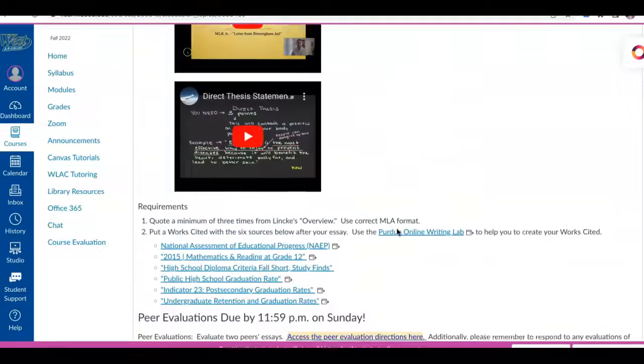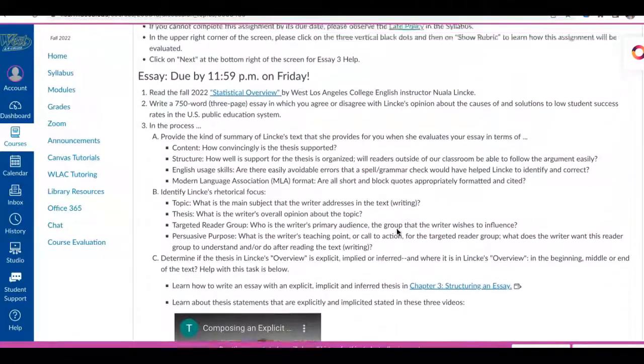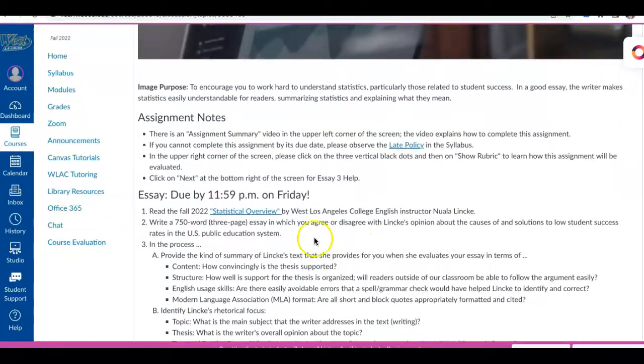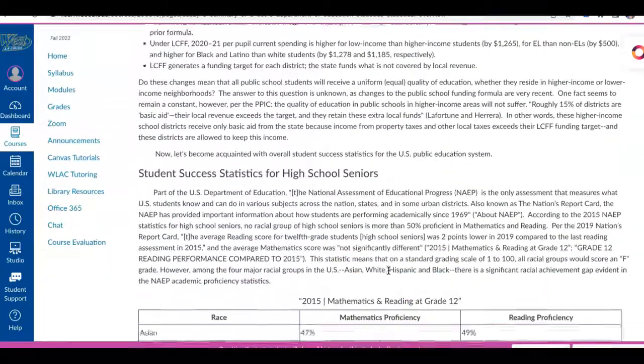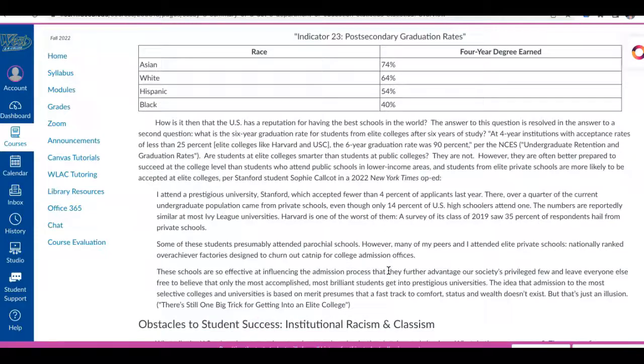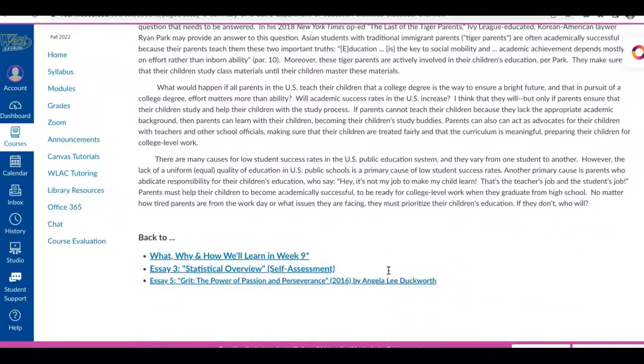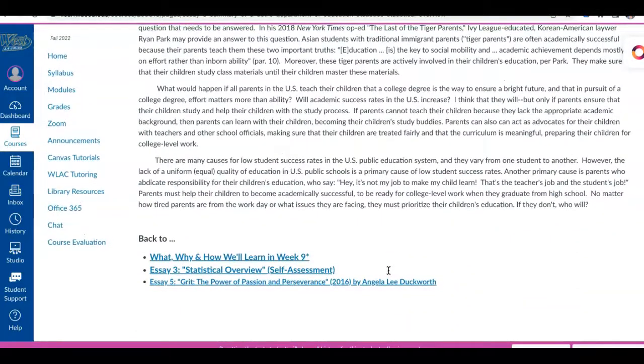Now, I'm going to scroll up a little and show you something important. And it is the focus of Essay 3, which is the Statistical Overview. I am going to click on that document and it comes up. You will need to read this very carefully and analyze it according to the directions for the essay. All of these numbers, all of these statistics in here are incredibly important, so read it carefully, please.